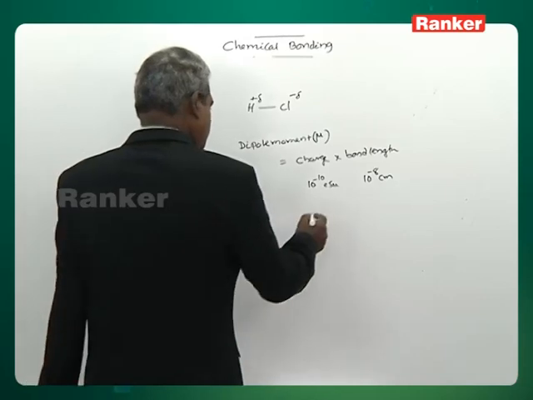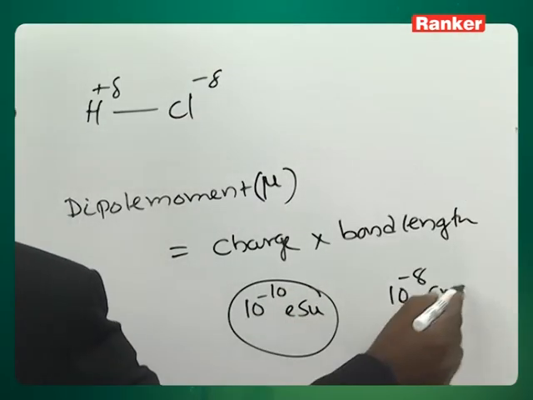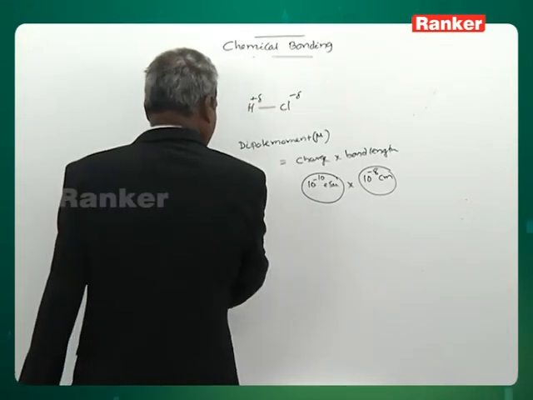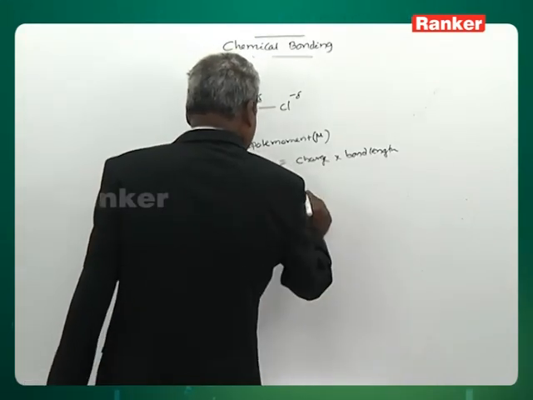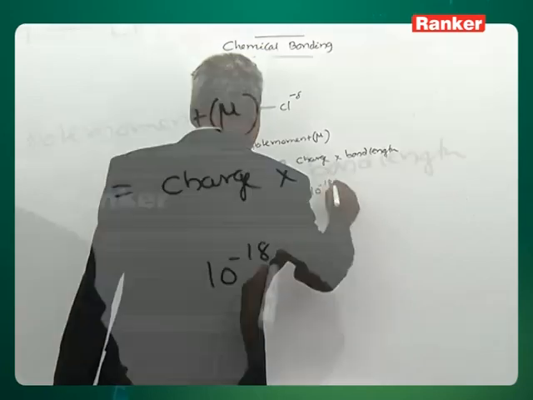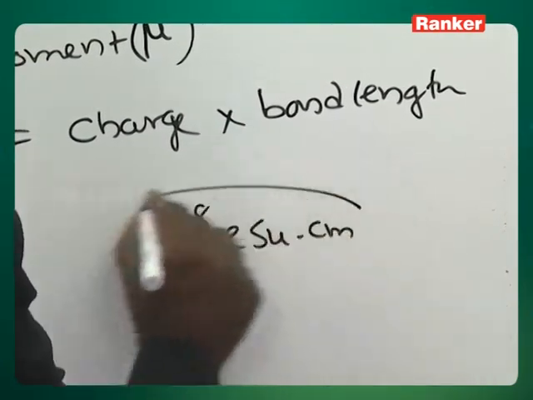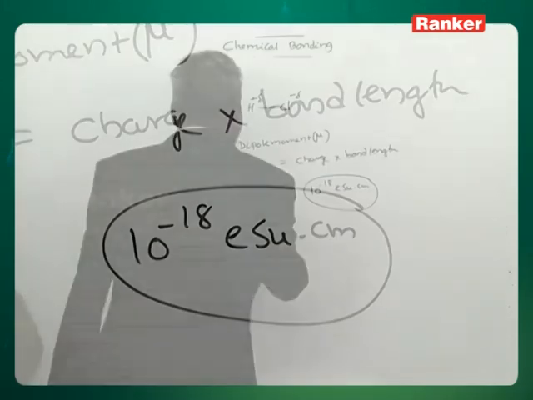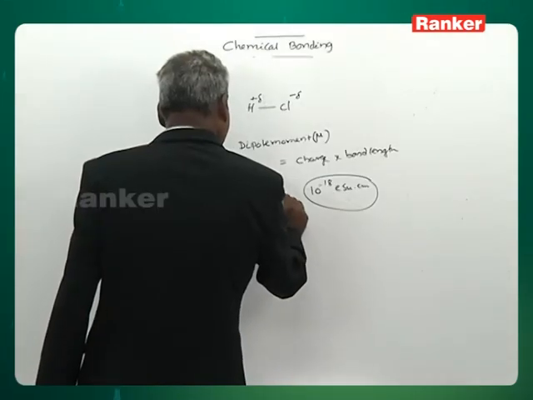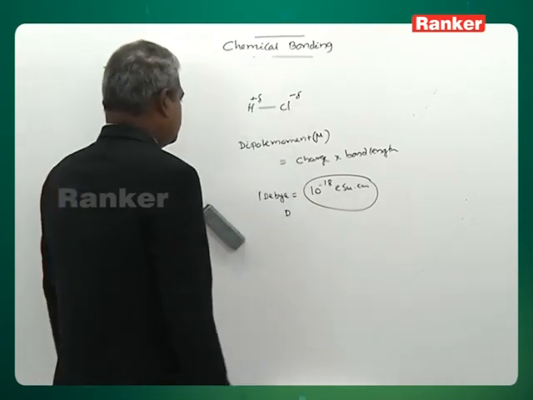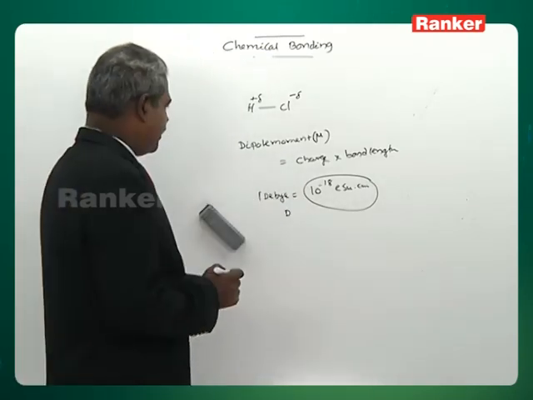Since charge is of the order 10 power minus 10 and this is 10 power minus 10, multiplied you get 10 power minus 18 electrostatic unit centimeters, and this is called 1 D, the symbol being D. So what is dipole moment?